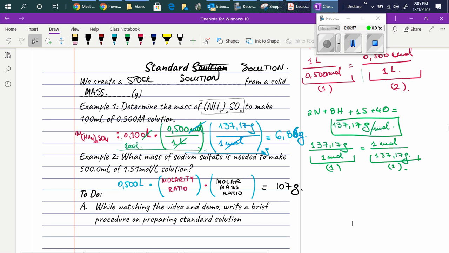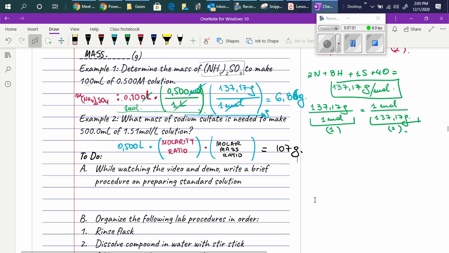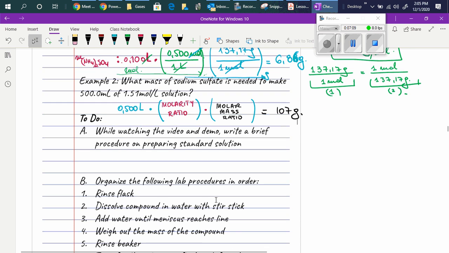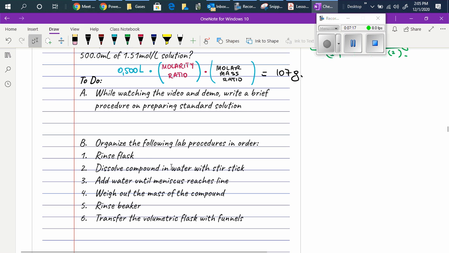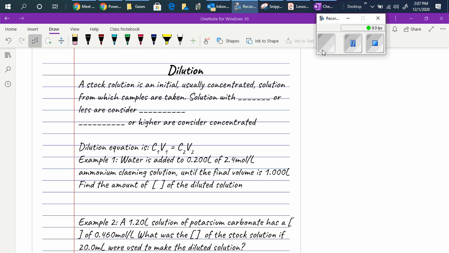Now, in this video you cannot see the link, but on the digital notebook you are able to see the link for the video. Just look at that video and then create a procedure using those 1 to 6 numbers.